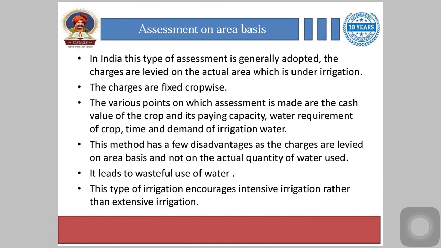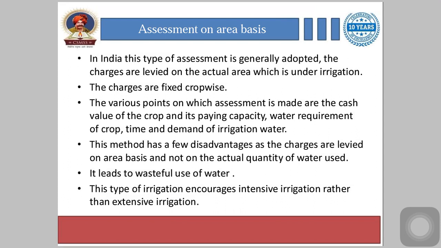Next is the assessment on area basis. In this system of assessment of irrigation water, the area is measured both at the time of sowing and at the time of maturity. So in India, this type of assessment is generally adopted, and the charges are levied on the actual area which is under irrigation. The charges are fixed crop wise, and at the end of the crop period, a demand statement for each irrigator is prepared.